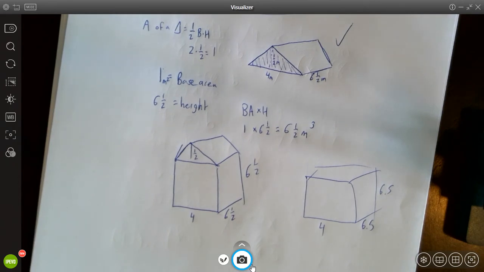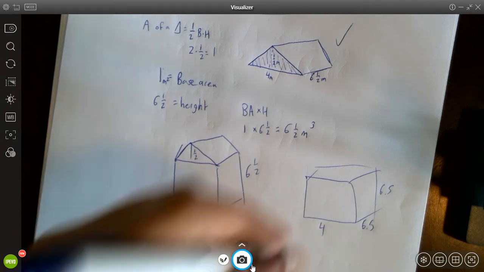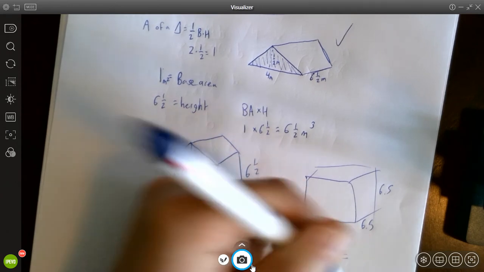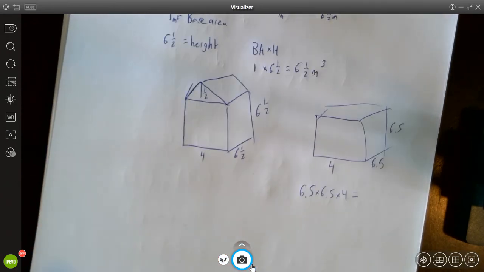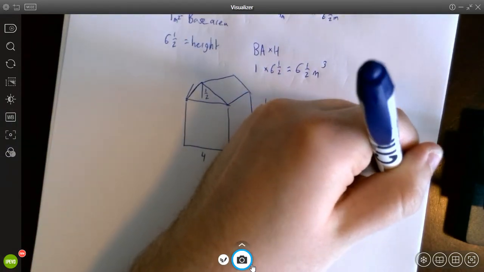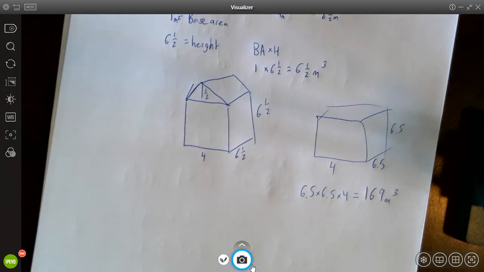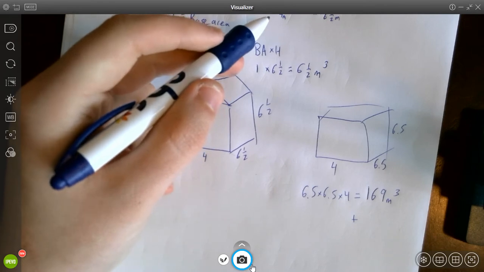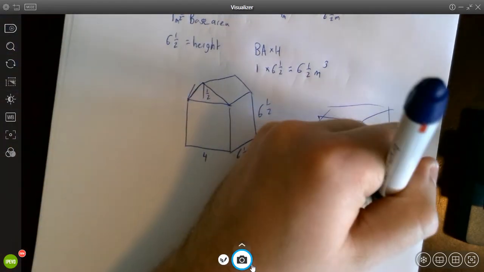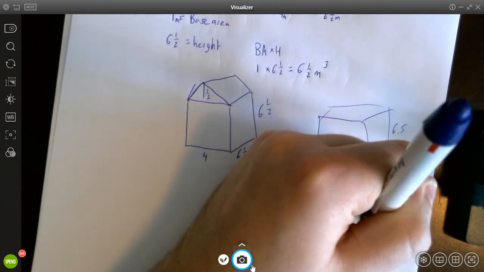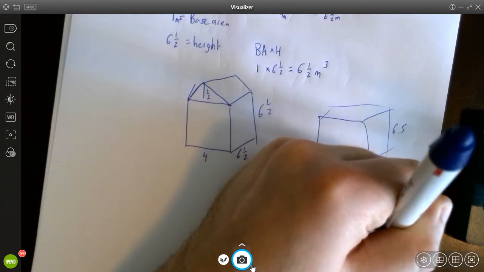So if I'm going to type that into my calculator real quick, 6.5 times 6.5 times 4, we get that the volume of this is going to be 169 meters cubed. Then if we add on the triangular piece, the piece that we talked about earlier, 6.5, then our total is going to be 175.5 meters cubed.